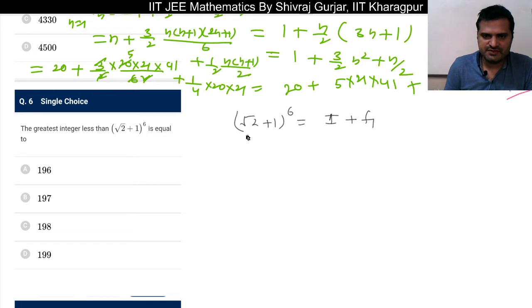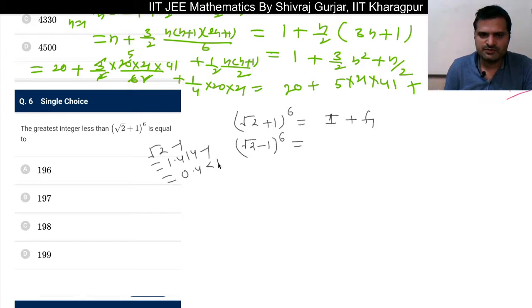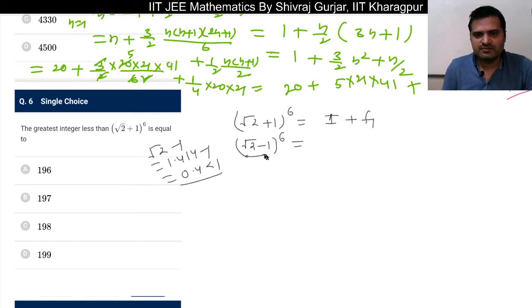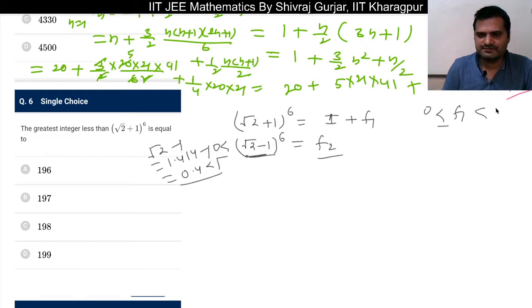Or if we see (root 2 minus 1) to the power 6, root 2 minus 1 is nothing but 1.4 minus 1, so this is 0.4, which is less than 1. If something is less than 1, even if we raise a power over that, it will always be less than 1. So this will be less than 1, obviously greater than 0. So this will also be some fraction, where f1 is greater than or equal to 0 and less than 1, and f2 is also the same thing.